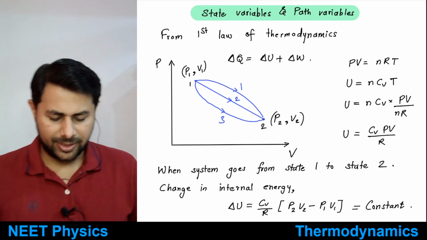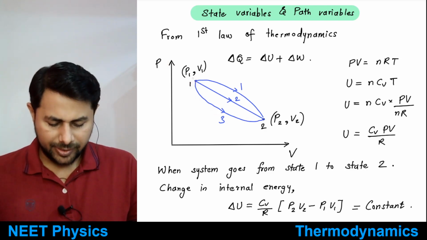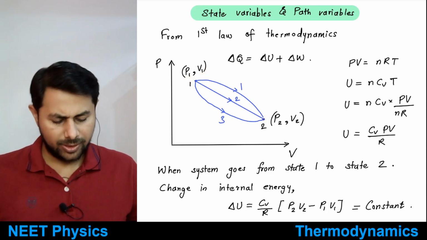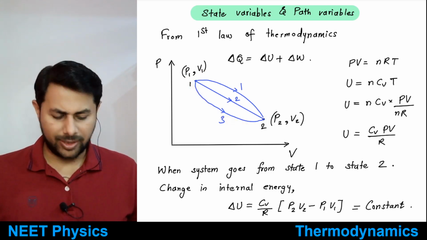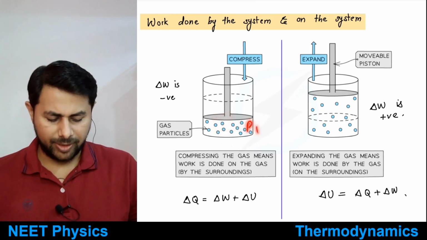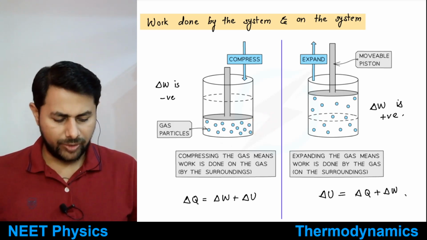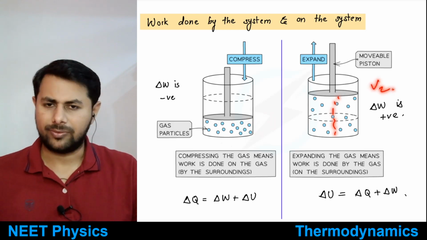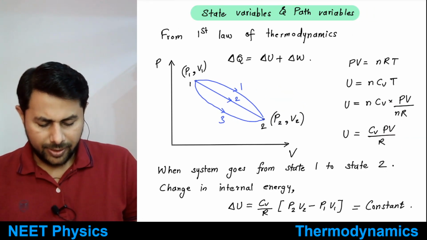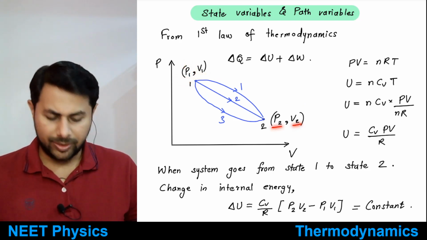Let's understand it here. Suppose there is some system, and it has pressure P1, volume V1 to start with, and now suppose it expands. We can consider this gas. Initially there was pressure P1, its volume was V1, and it expands to volume V2, and the pressure at that time is suppose P2.